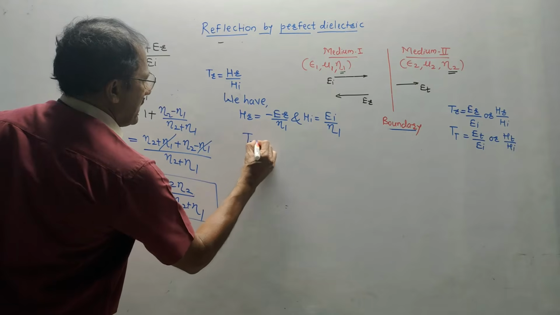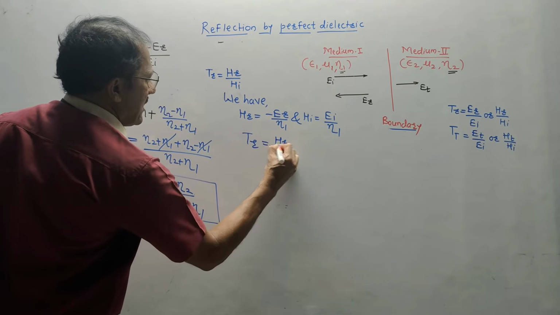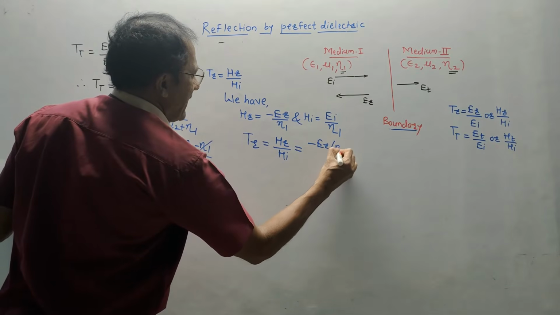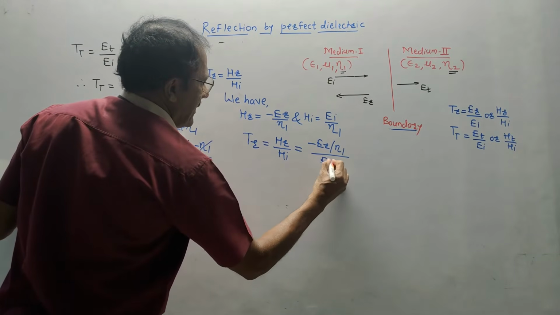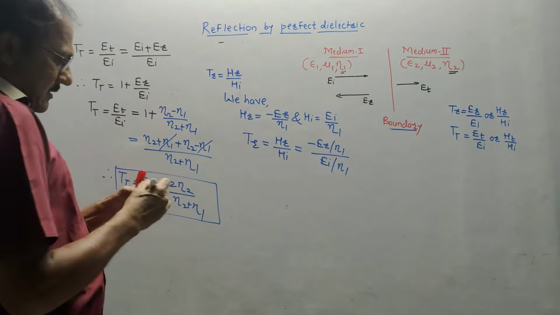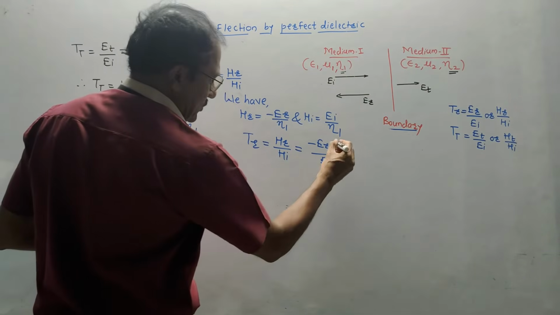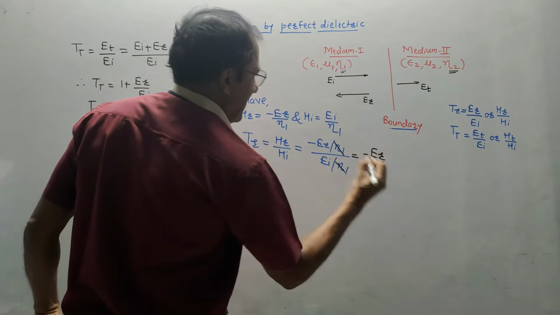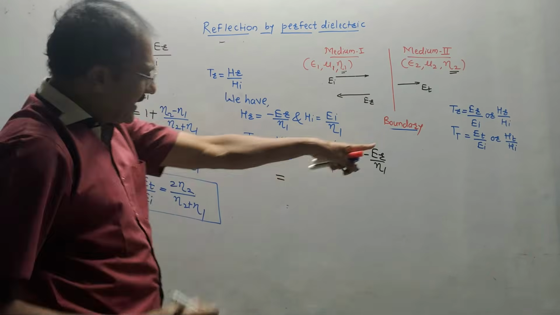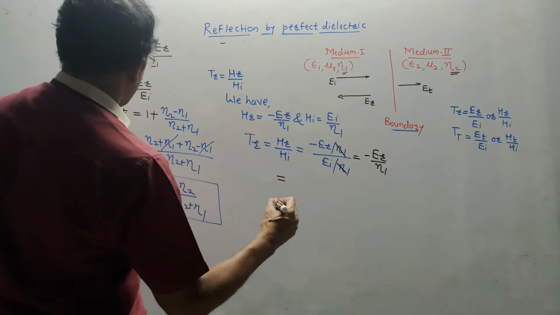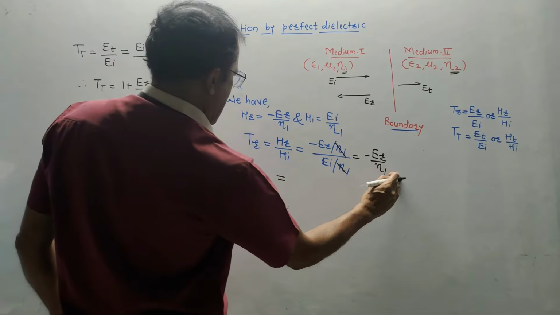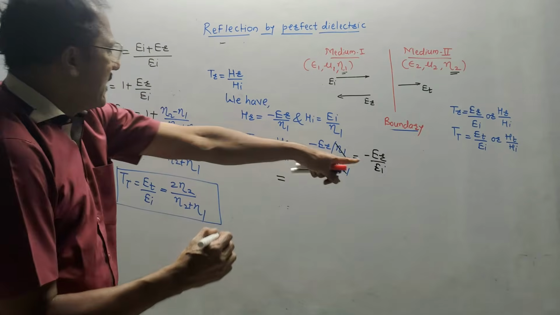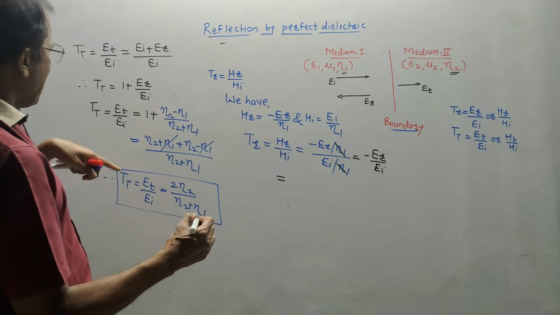So TR, which is the basic equation, is HR upon HI, which is equals to minus ER upon eta 1 divided by EI upon eta 1. On both sides the denominator is eta 1, so it gets cancelled. So simply it is minus ER upon EI. Now we have already derived this formula, this is ER upon EI, eta 1 gets cancelled. We have already derived this formula, ER upon EI.